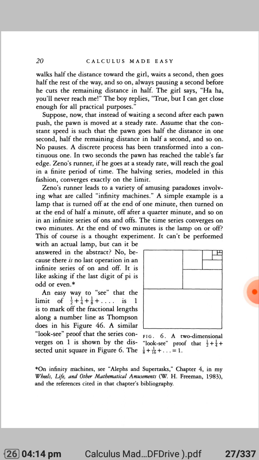Suppose now that instead of waiting a second after each push, you push the pawn in motion at a steady rate.